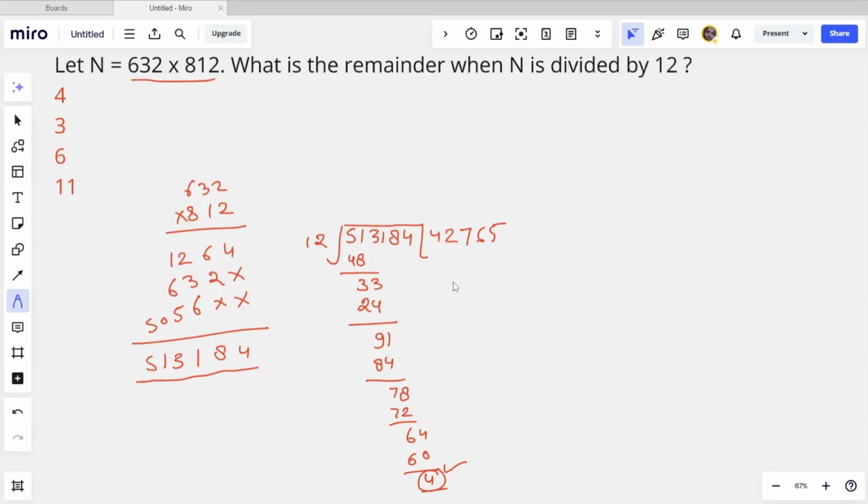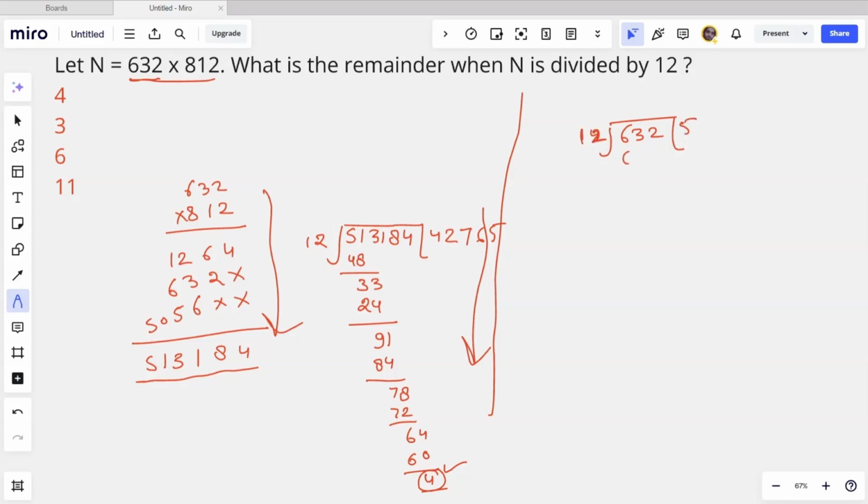Now listen carefully. We have solved this question by using conventional math, and it is taking a lot of time. Now let's try to solve this question by using an aptitude concept. So what we will do is divide 632 by 12 directly. While we divide 632 by 12, 12 fives are 60 and 3 and 2. What is the remainder? It will become 24.